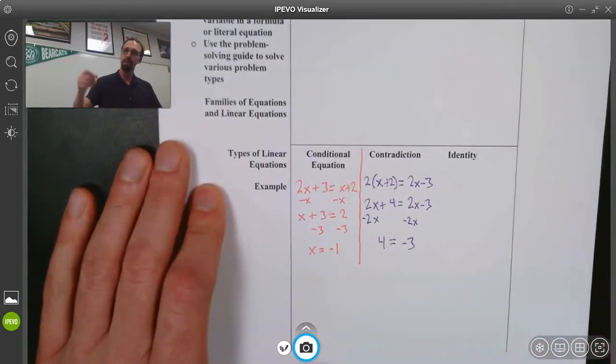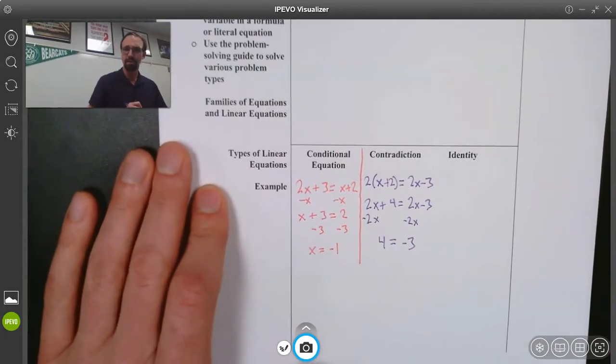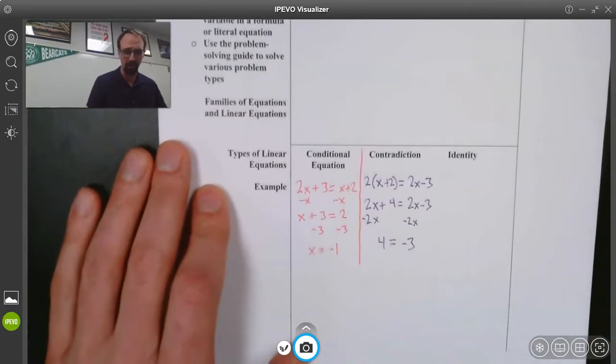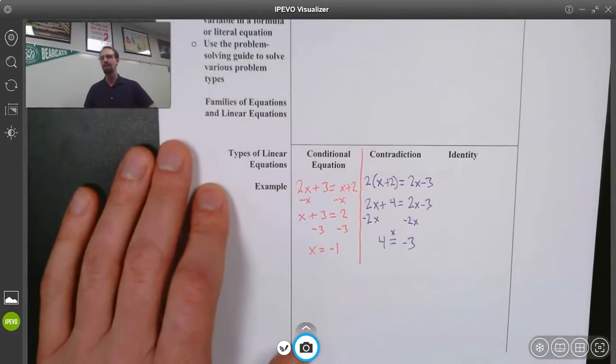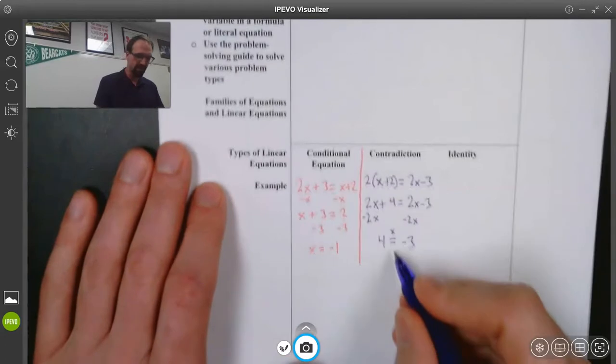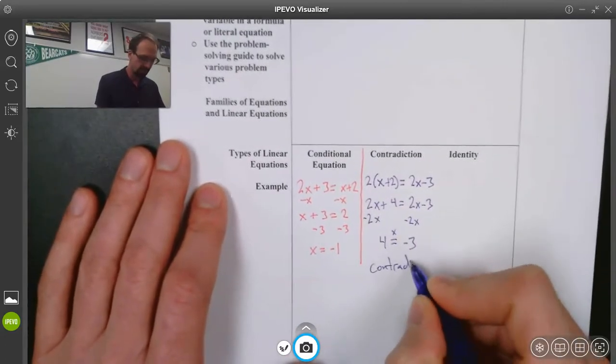A lot of students will want to put a slash mark through that and say 4 does not equal -3. Please don't. You're changing it from an equality to an inequality. Instead, you can put an x above to show that you disagree with this statement and that it is not true. In fact, this is false and a contradiction.